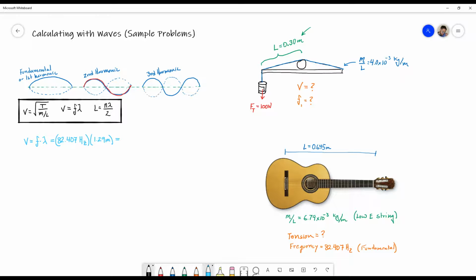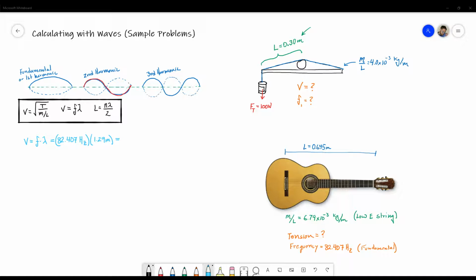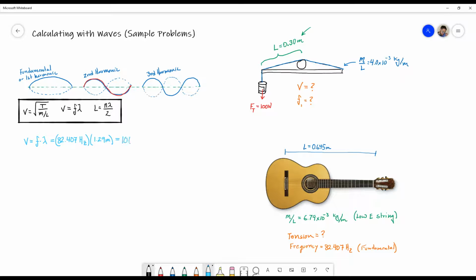And if I do that, 1.29 times the 82.407, what I walk away with is a string velocity of 106.30503. But I'm just going to leave it at 106 here. And this is in meters per second.